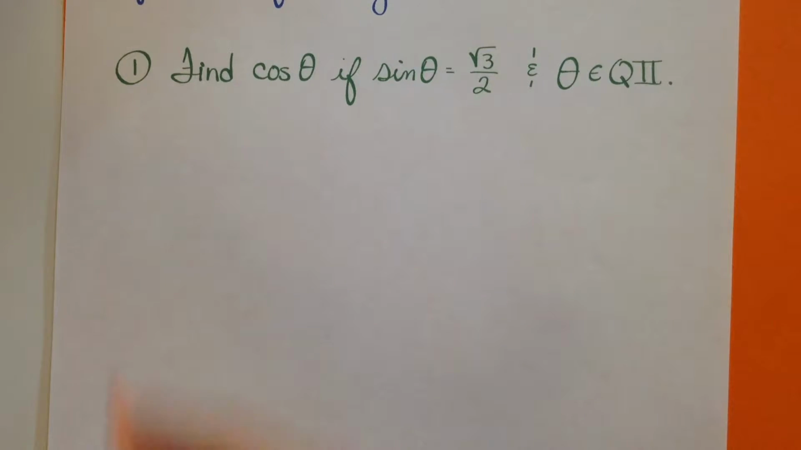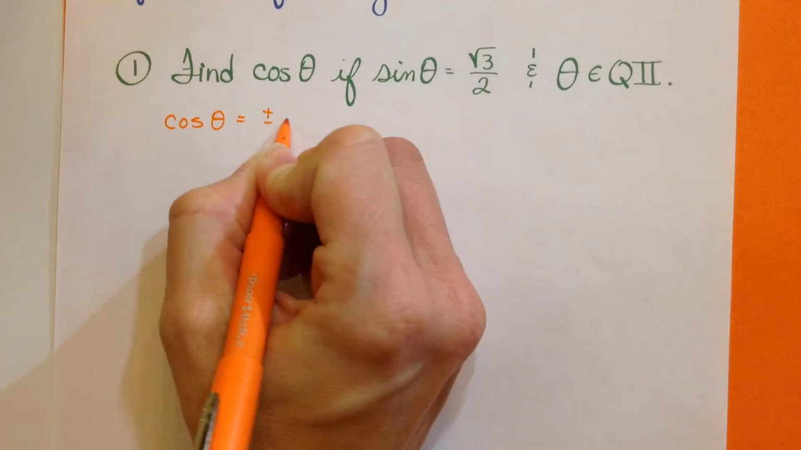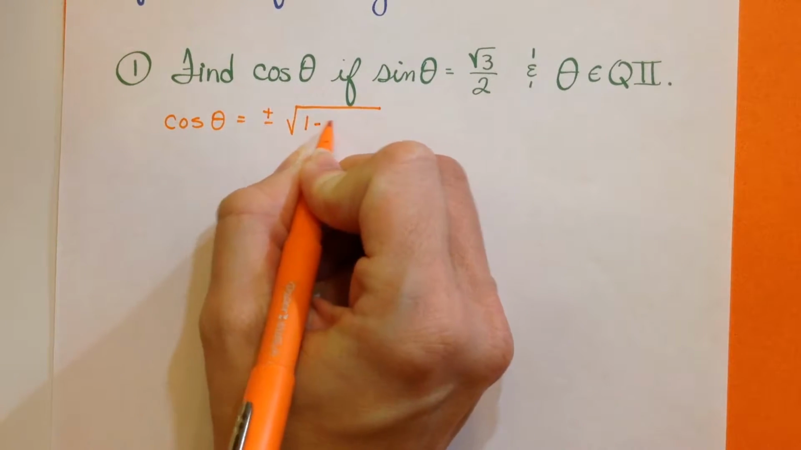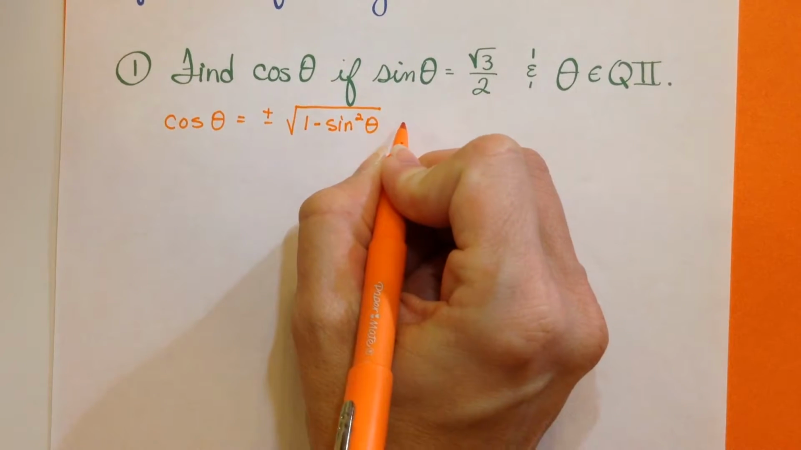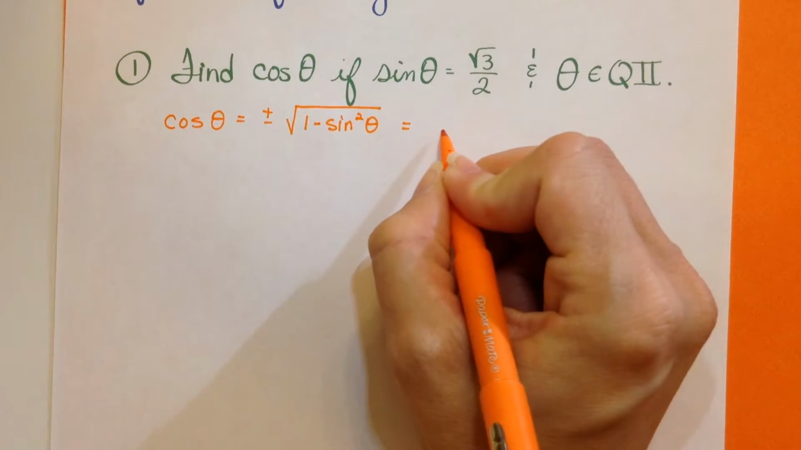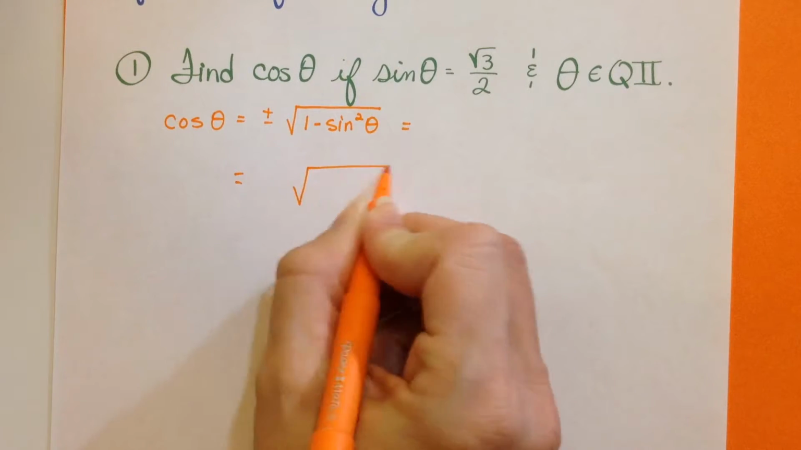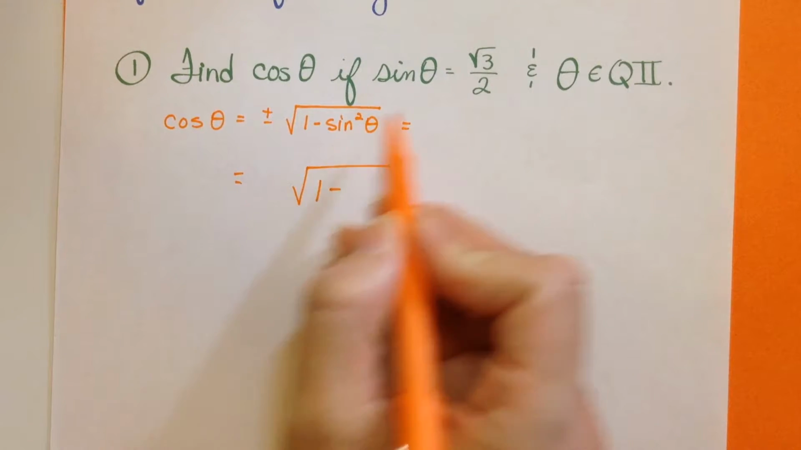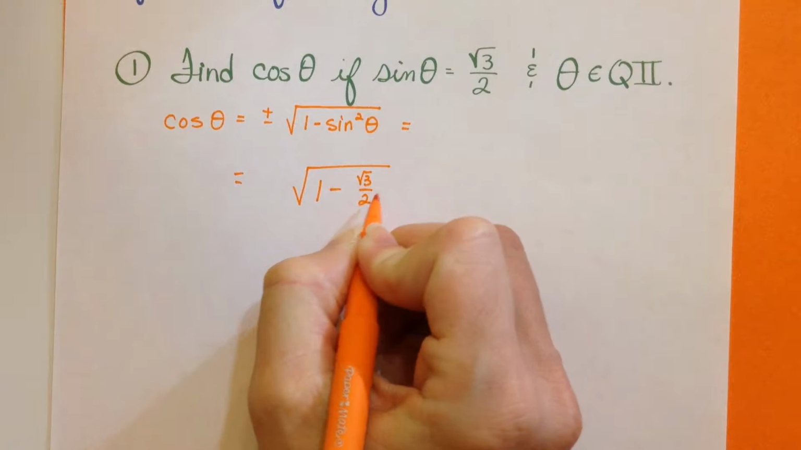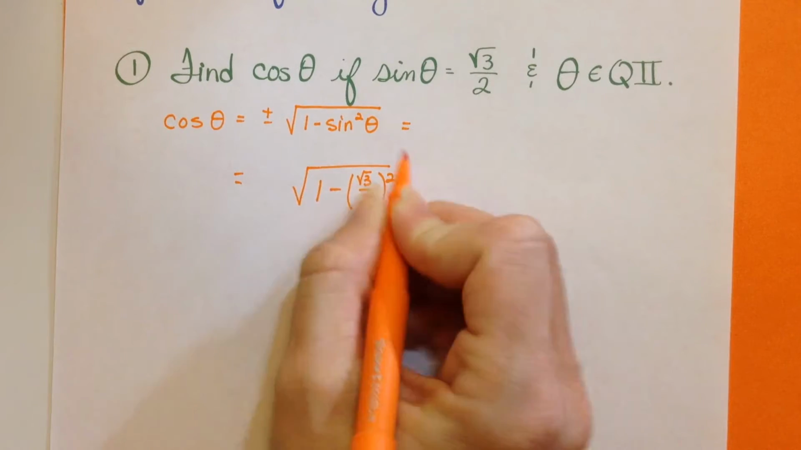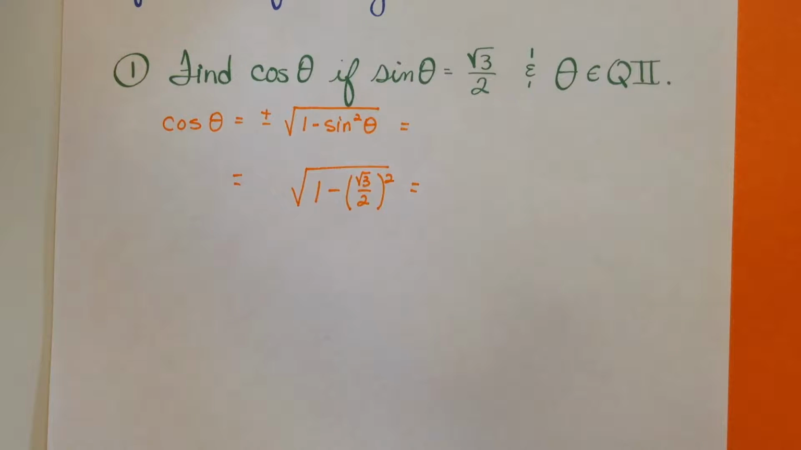Alright, so I'm just going to write down my identity. I have cosine theta is equal to plus or minus the square root of 1 minus sine squared. We'll talk about the plus minus in just a minute. My sine value is square root 3 over 2, but then I do have to square that because this is sine squared. We'll do the arithmetic on that in just a second.